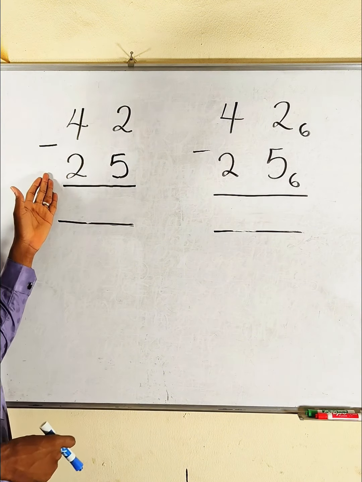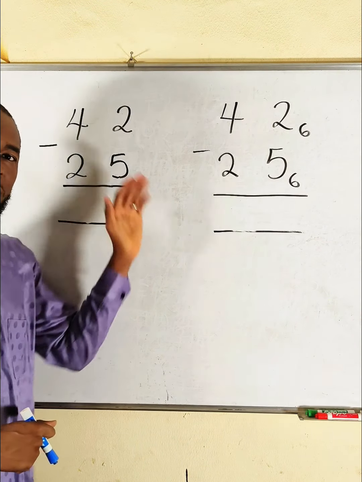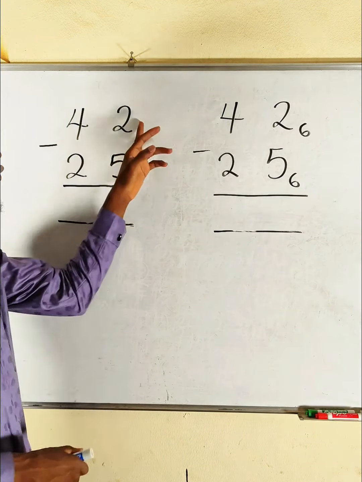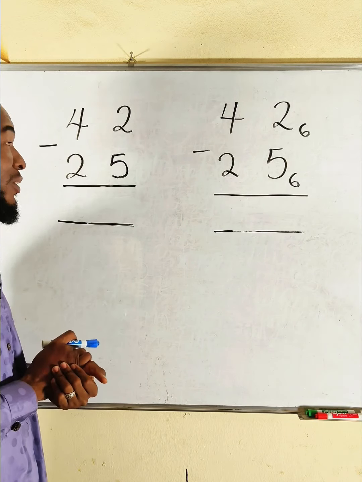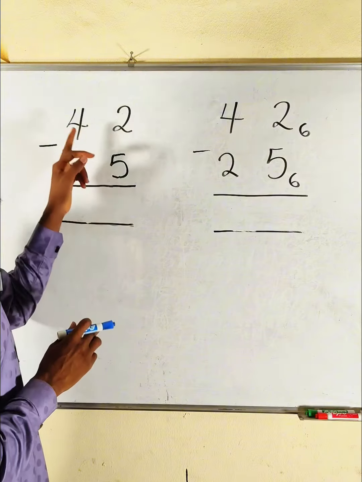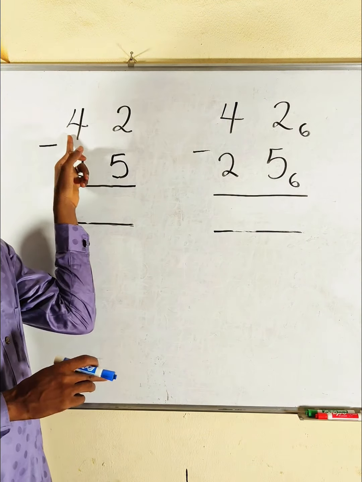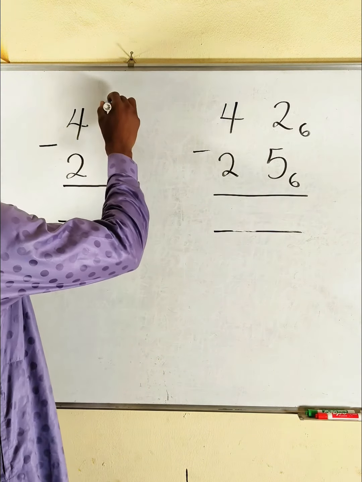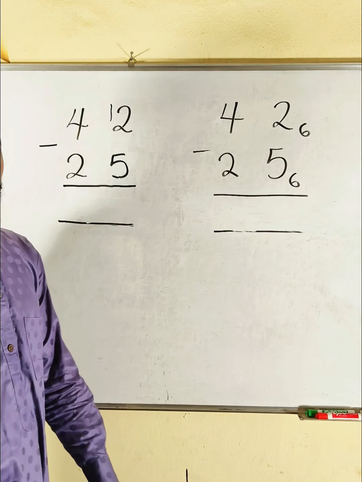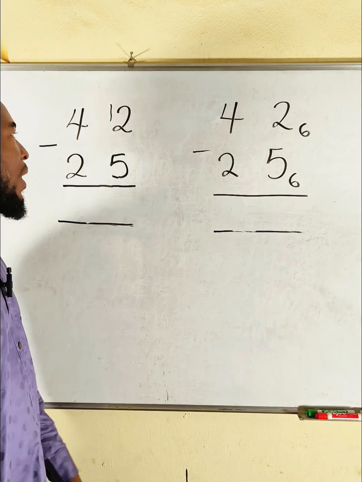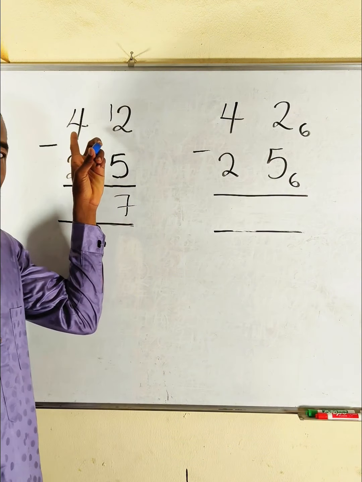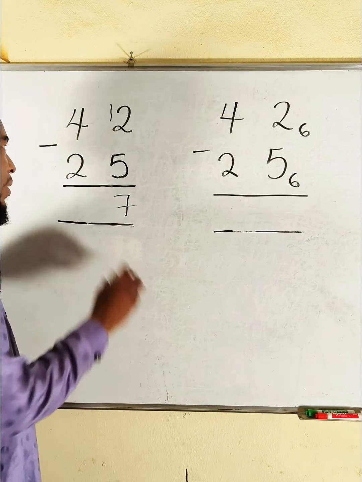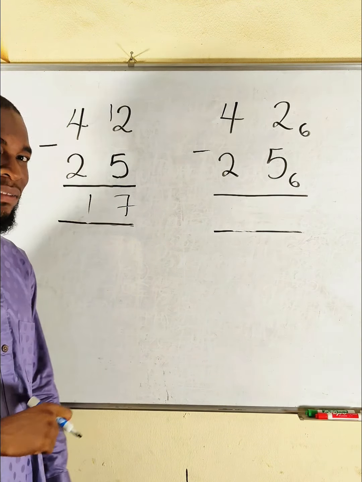To subtract 25 from 42, we are going to start from the unit part. We say that 2 minus 5, which is not possible, right? It is going to give us negative. So we're going to borrow 1 here. As we borrow that one, we drop it here, it becomes 12. Then 12 minus 5 is 7. Then we have 3 here left, minus 2 is 1. So our answer is 17.